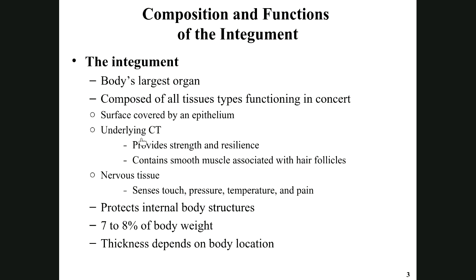And then we have the nervous system: we have the sense of touch, pressure, temperature, and pain in our skin. The skin and the integument protect our internal body structures. It's about 7 to 8% of our body weight, and the thickness of the skin is different in different parts of our body.